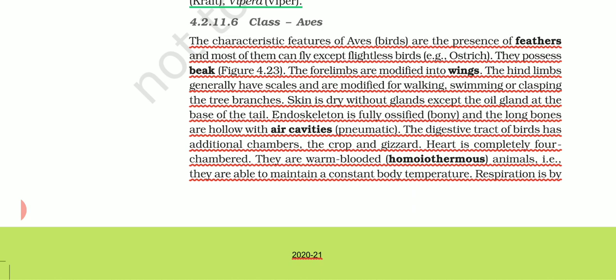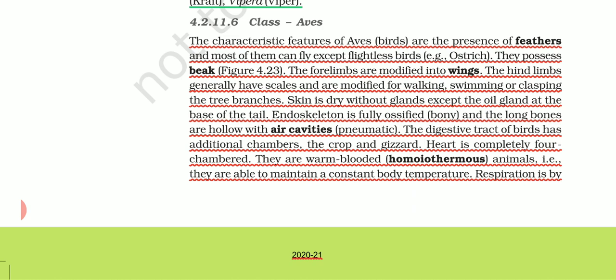Four limbs: I have said that most vertebrates have two pairs of appendages, total four in number, then you will say that ma'am, we have only seen two feet in birds. Because the front two limbs, which we call forelimbs, are modified into wings, and the hind limbs generally have scales and they can even walk, like sparrow and crow. Most of the birds walk. Some of them use them for swimming and holding tree branches, which is called clasping.